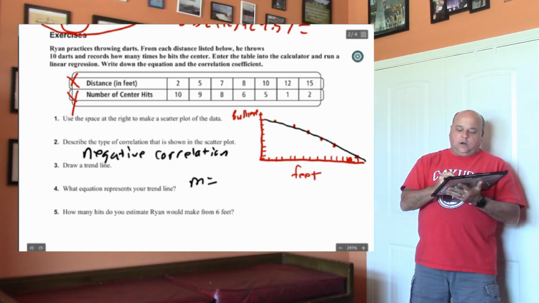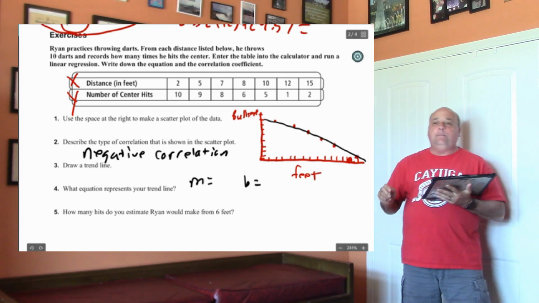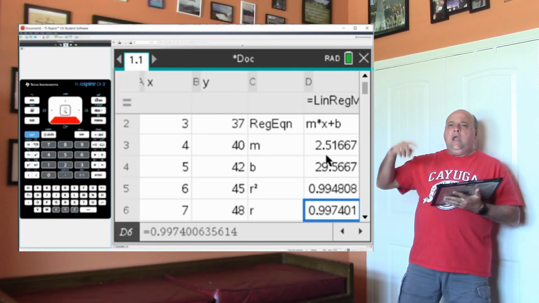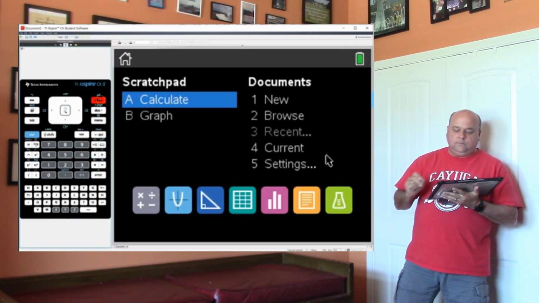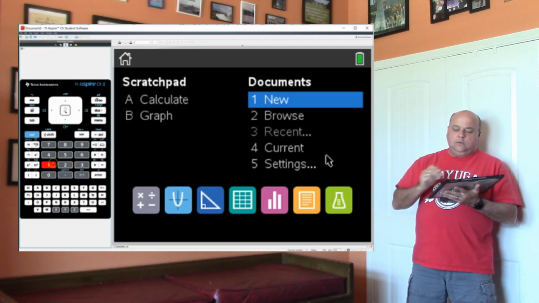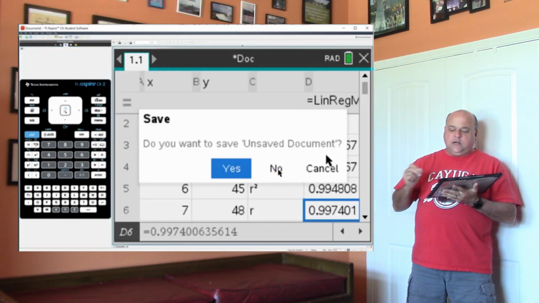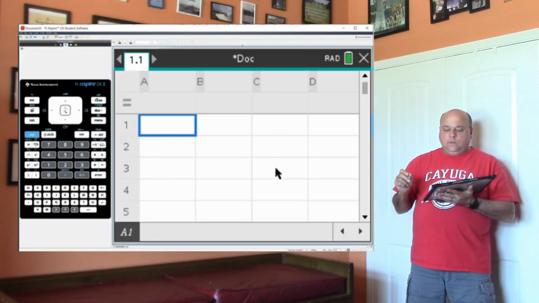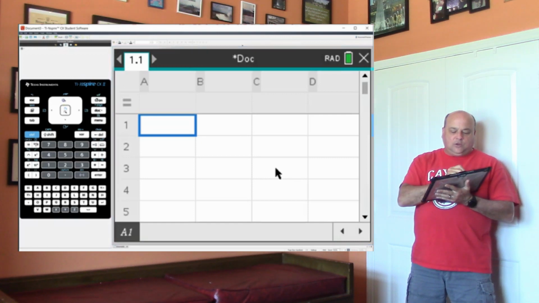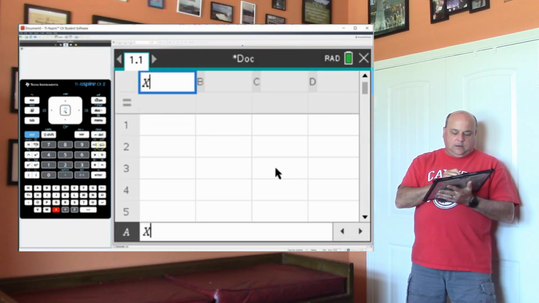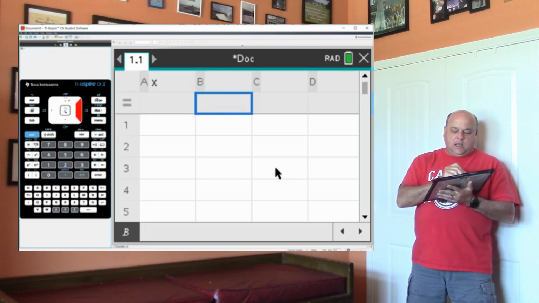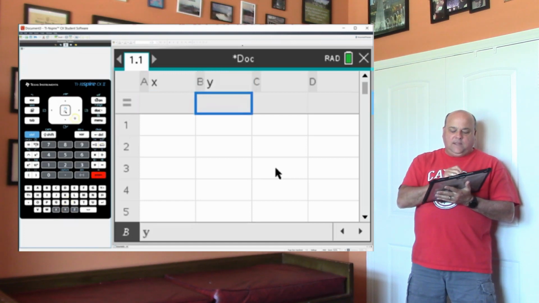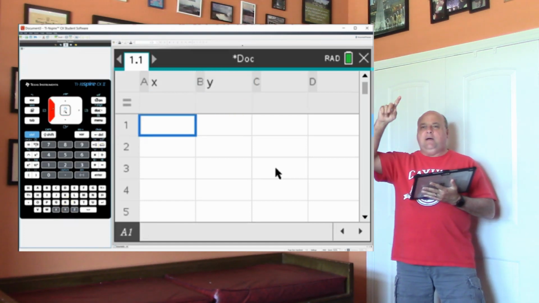So on the calculator, we're going to write down what M is and what B is. So let's go to the calculator, and we want to get a new table. Hit Home, click 1 for New. You don't want to save this, so click No. And then we want to create a list, and remember, X and Y on the top. So up, X, enter. Right arrow button up, Y, enter. Then hit down and left. So I have my X and Y at the top.